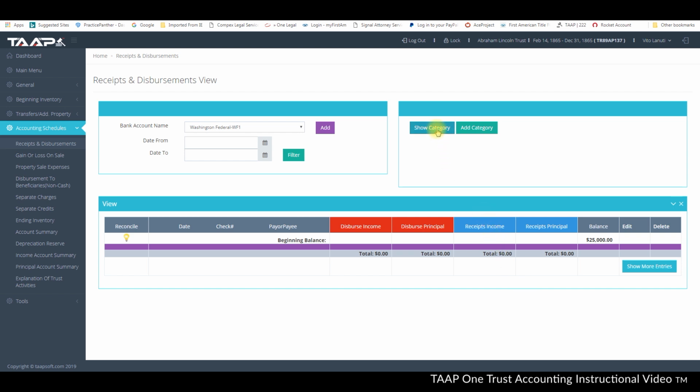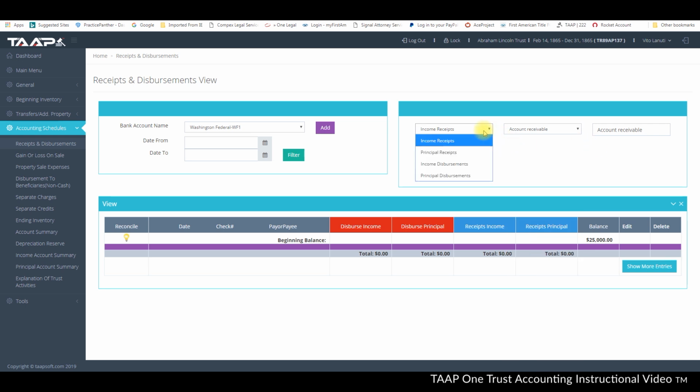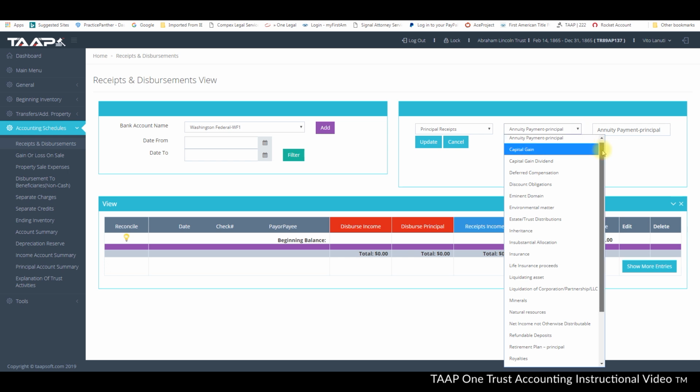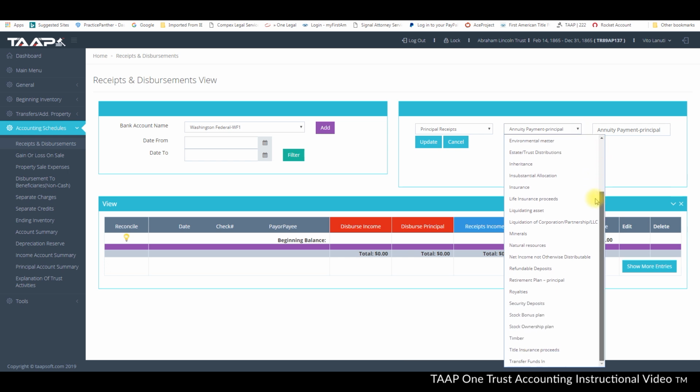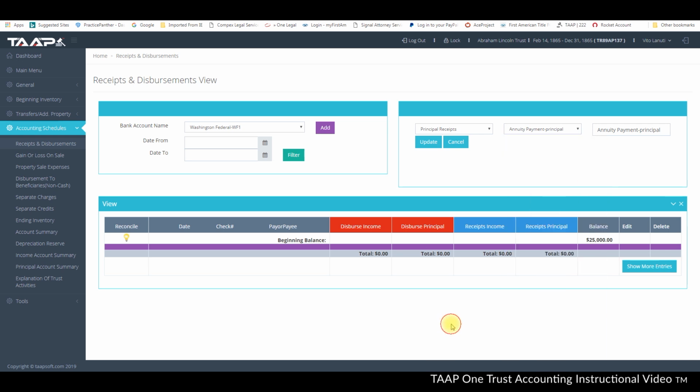Now, when we look at what we have here, we have income receipts, and we have pre-entered the categories that are related to income primarily. Okay, and we have principal receipts, and we have listed out the categories that fall mainly within principal.